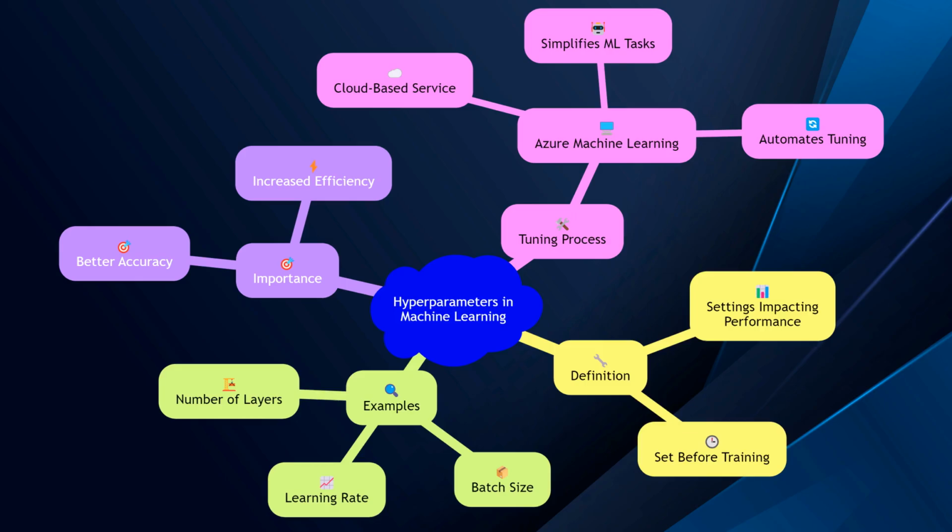Hyperparameters are crucial settings in machine learning models that significantly impact their performance. Unlike model parameters, which are learned during training, hyperparameters are set before the learning process begins. Examples include learning rate, batch size, and the number of layers in a neural network. Proper tuning of these hyperparameters can lead to better model accuracy and efficiency.